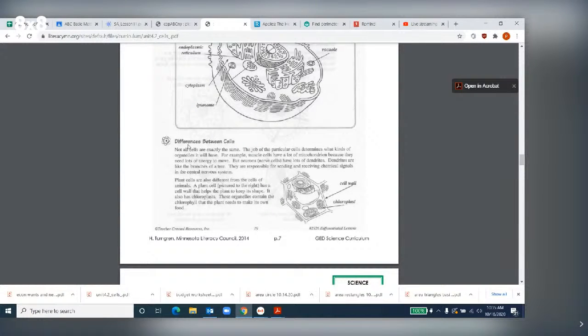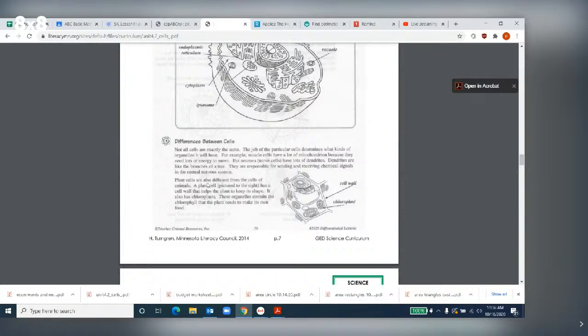And this says difference between cells. It said not all cells are exactly the same. The job of the particular cell determines what kinds of organelles it will have. For example, muscle cells have a lot of mitochondria because they need lots of energy to move. But neurons, nerve cells, have lots of dendrites. Dendrites are like the branches of a tree. They are responsible for sending and receiving chemical signals in the central nervous system.